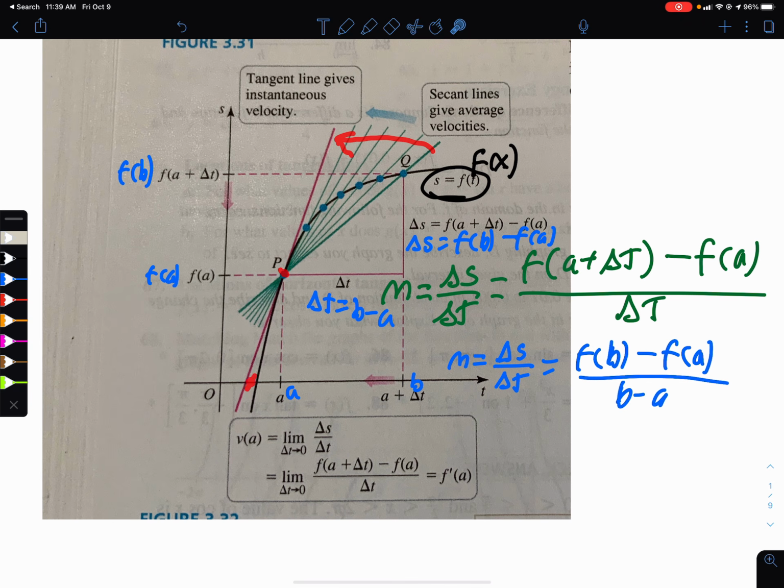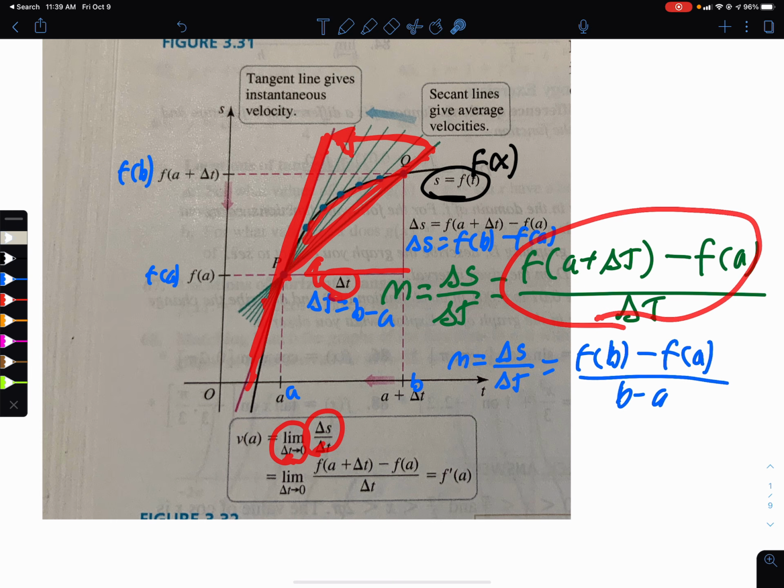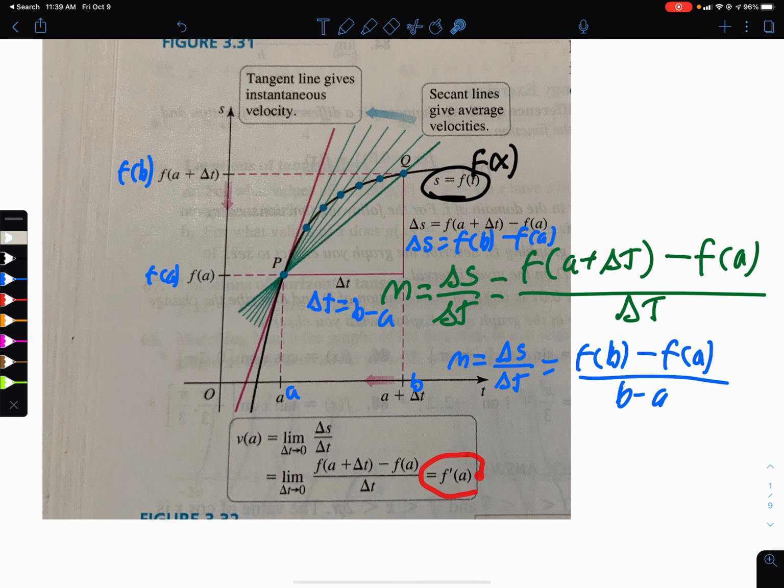So the tangent line is a line tangent at point P. So here's what it's saying. As this delta t gets smaller and smaller and smaller, as Q is moving this way, the slope of the green line, the average rate of change, is approaching the slope of the tangent line, which is an instantaneous rate of change. So that's why they have this limit as delta t approaches 0. But delta s over delta t is this slope, so they have this formula. So by definition, the derivative is the velocity.